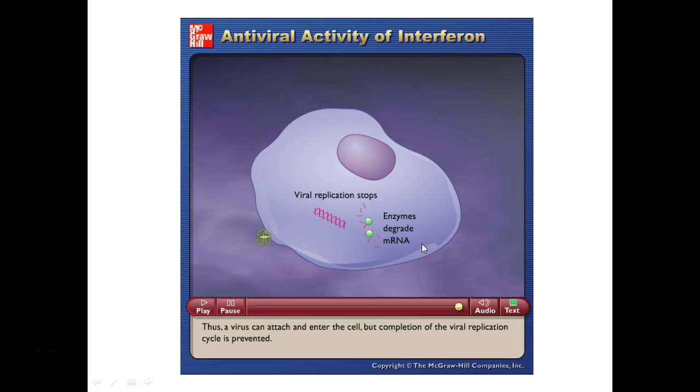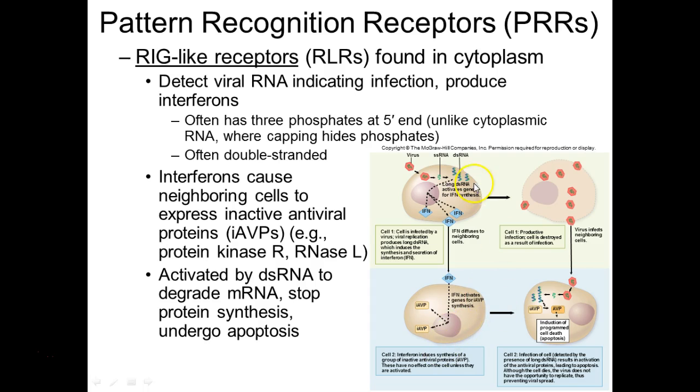Replication and therefore spread of the virus. Right? So again, we're multicellular organisms. We can afford to lose some cells, right? And especially the guy who sent out the warning signal, right? The one that released the interferon to begin with, he's definitely toast.